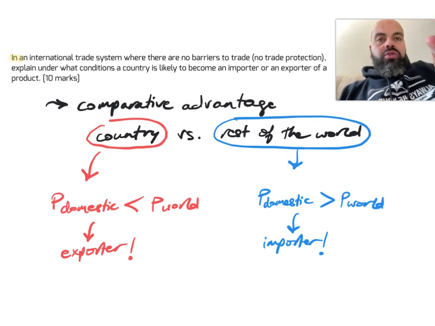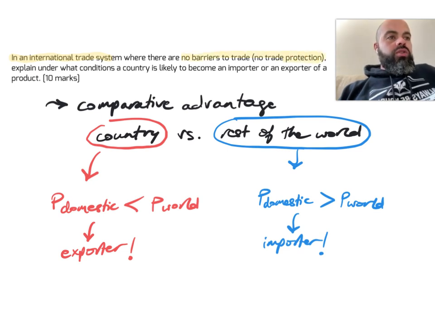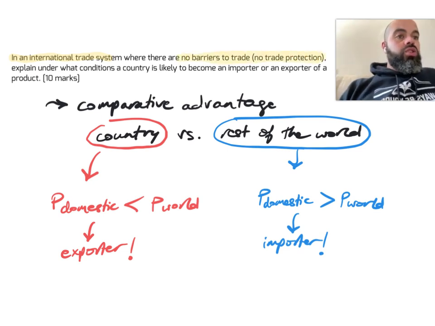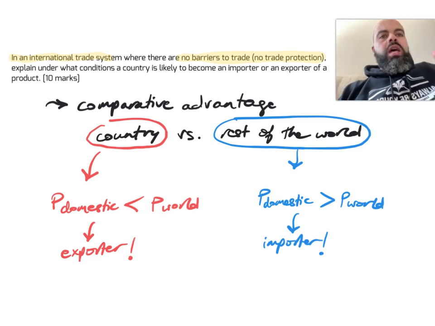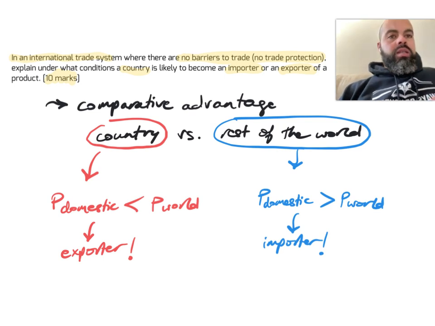In an international trade system where there are no barriers to trade, no trade protection, so we are assuming free trade conditions. Explain under what conditions a country is likely to become an importer or an exporter of a product. This is a Paper 1, Part A, 10-mark essay.